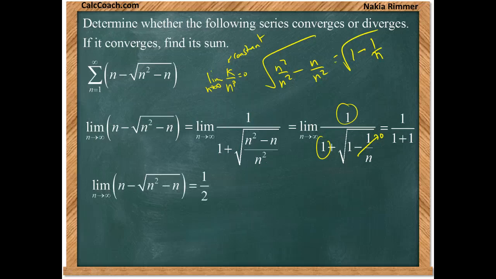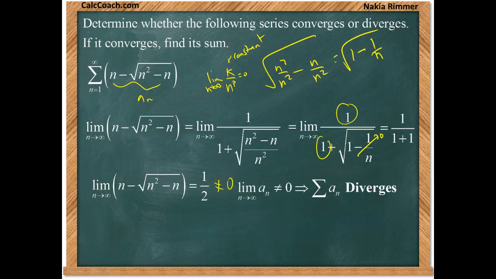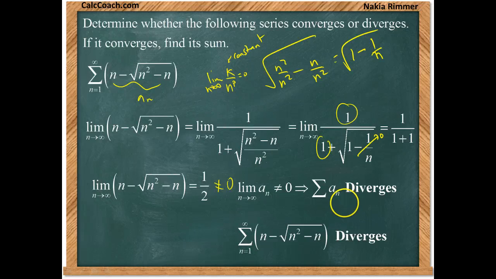So we took the limit of the a sub n terms and we got a half. The point is that a half is not 0. So ultimately, since the terms don't go to 0, you are sure that the series will diverge. And thus we just state it like that. What we're using here is called the test for divergence.